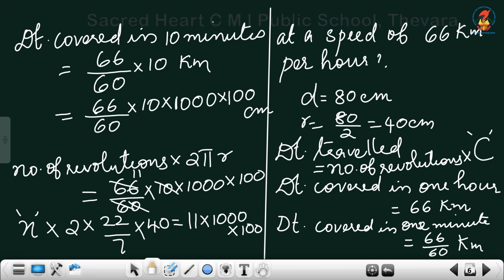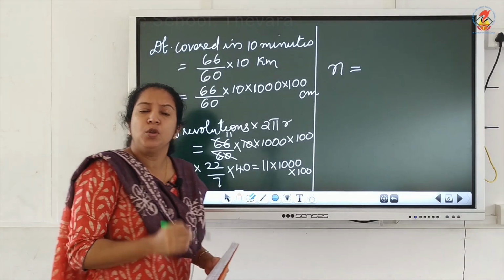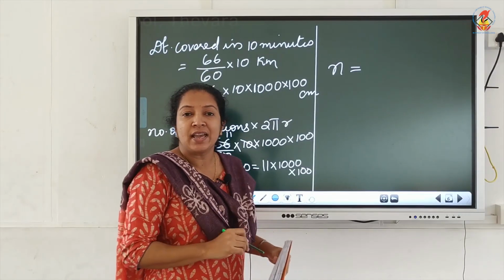When you solve this, you will get the answer. Or you can solve, find n from this. You can do it as homework. Find n from this.